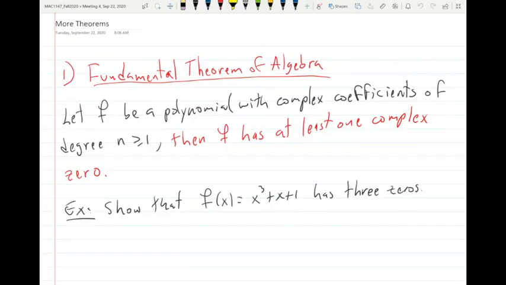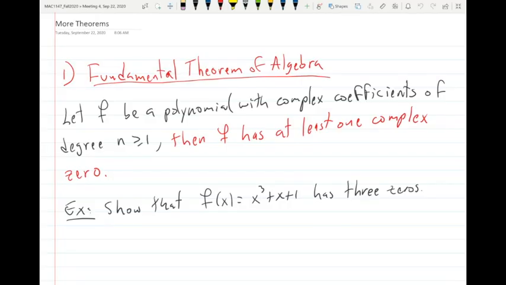Now, in this class, we don't have the knowledge to be able to prove this theorem. However, it's an important fact that we need to use. To prove this theorem, you need to know complex analysis. Anyways, this is called the fundamental theorem of algebra.